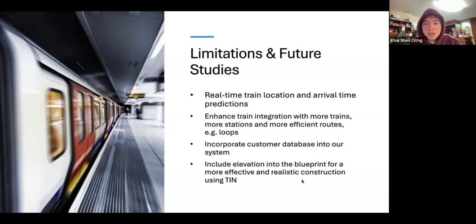Another thing that we want to improve is having a customer database. Having that would allow us to keep track of their information and also account for pricing or train memberships and that kind of stuff. So that's something that will be useful in the future. And lastly, to make the blueprint more realistic, incorporating elevation into our model would be more helpful by using the triangular irregular network. I believe that's what it's called.